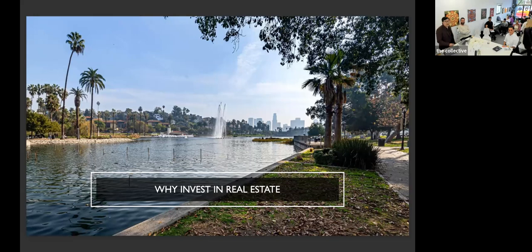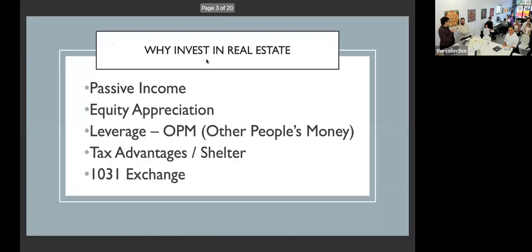So I have 5 main reasons why I think you should consider investing in real estate, right? So we've already talked about this. One is passive income, right? What is passive income? Passive income is when you go to sleep and you make money. Does anybody have a problem with that? Most people like this, right? They like the idea of passive income, right?